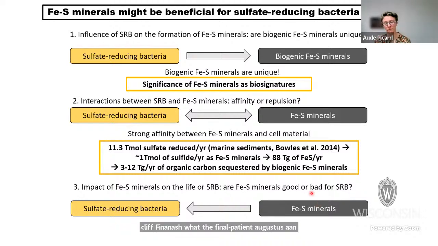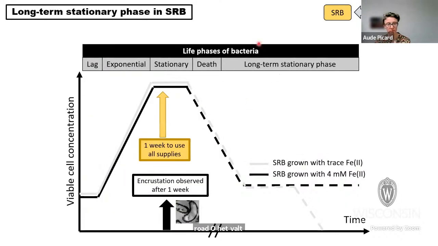So we have iron sulfide minerals, testing the role of sulfide minerals in the life of bacteria. This is a representation for those who are not microbiologists. These are the typical life phases of bacteria in a bottle, where bacteria are put in the medium. There is a lag phase. They get used to the medium. They grow, use whatever they can, so they basically produce lots of biomass. They reach the stationary phase. In our conditions, they use all of the supplies available in about 1 to 2 weeks.